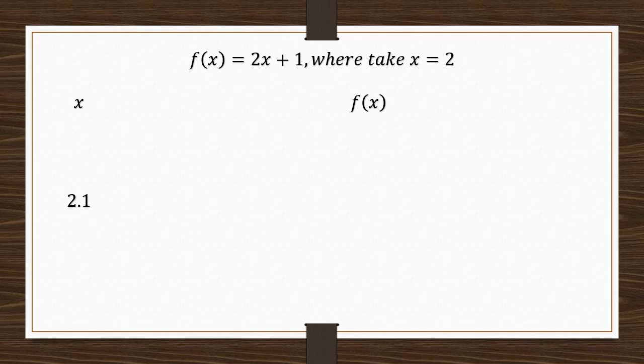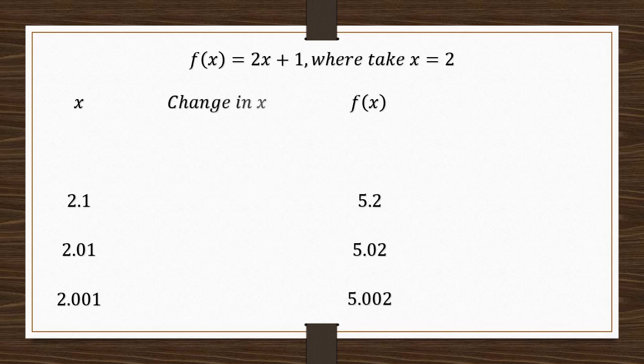I will take x as 2.1, and when I put 2.1 into my equation, I get 5.2 as the answer. Then when I put 2.01, I get 5.02. Similarly, 2.001 gets me 5.002. Now, I will depict what I changed in the values of x, and similarly I will also check what changed in the value of f(x).